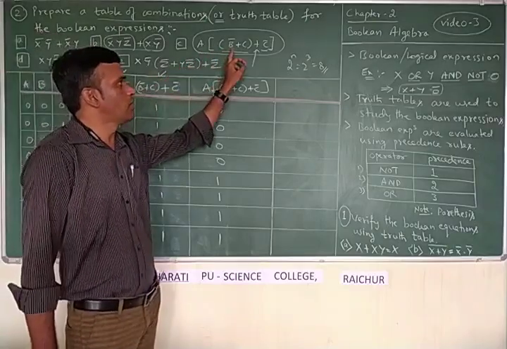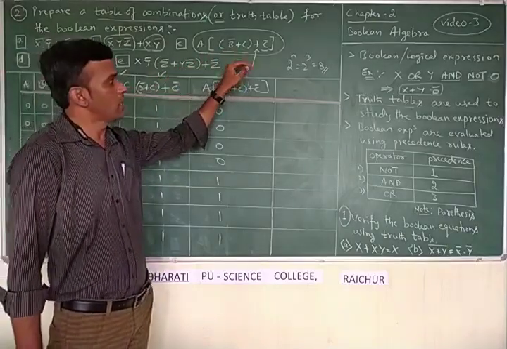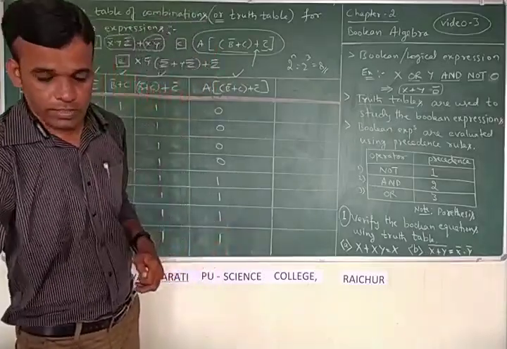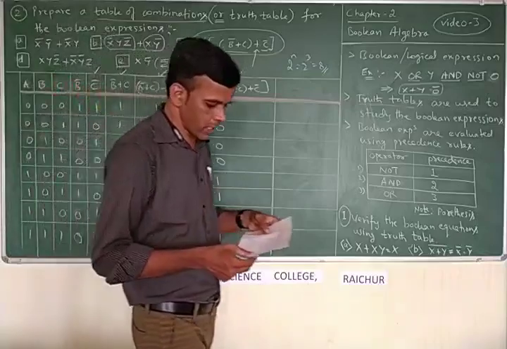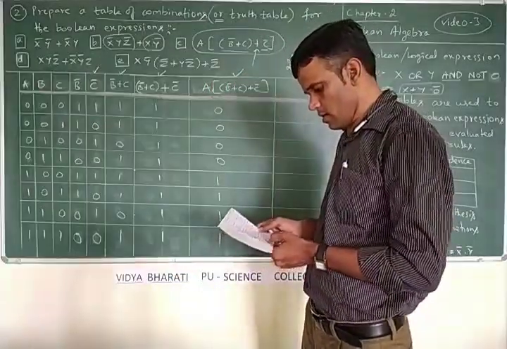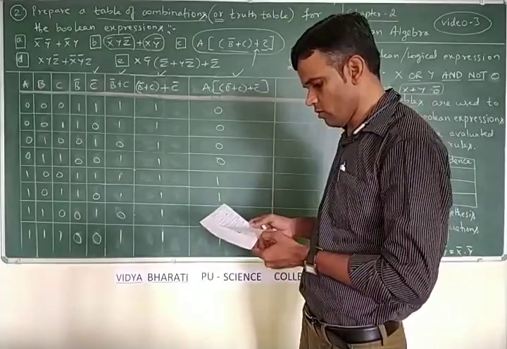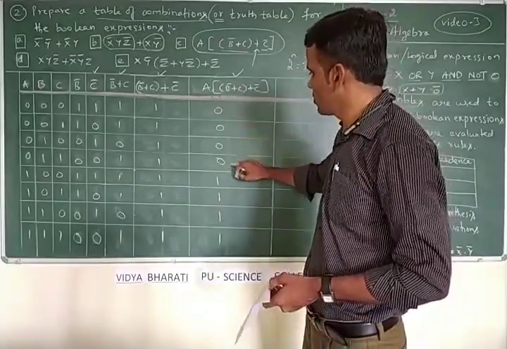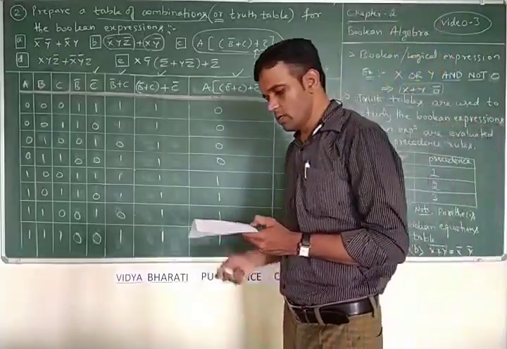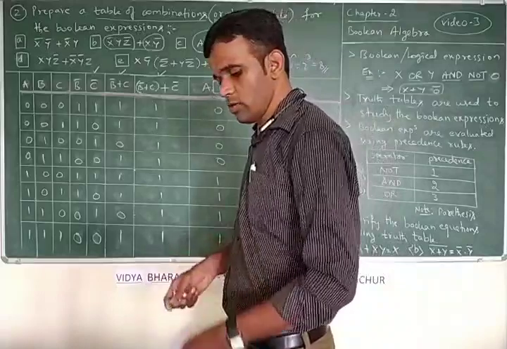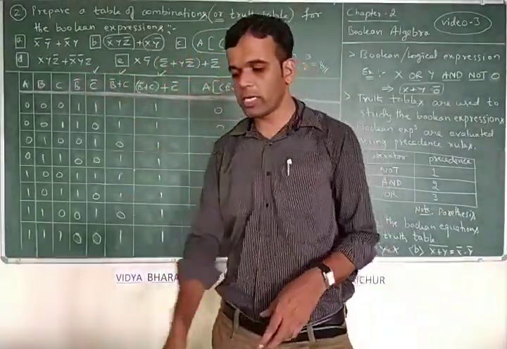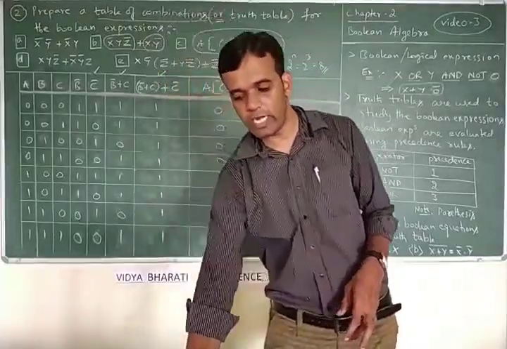A of B bar plus C, then plus C bar. Okay, so we'll just check the answer. 4 zeros, 4 ones is the result. So still you have two problems here, D and E. Consider them as homework and try to solve them.